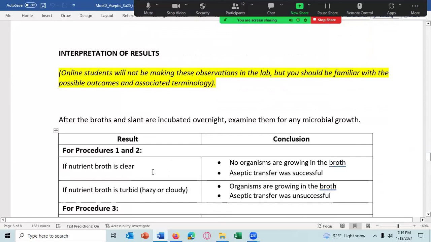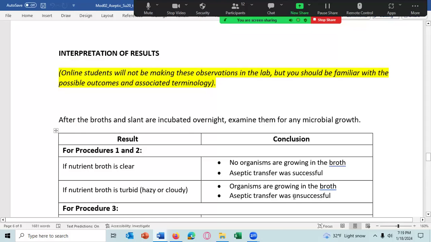If the nutrient broth is clear, no organisms are growing in the broth, and aseptic transfer was successful. If, on the other hand, the nutrient broth is cloudy, hazy, or turbid, then organisms are growing in the broth, and aseptic transfer was unsuccessful.